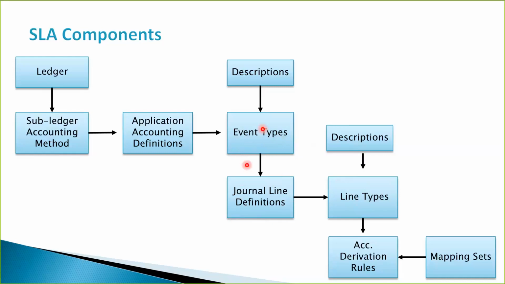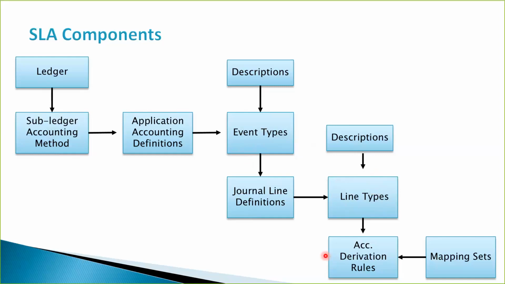Of course, each journal line definition will have multiple line types, because you can have different kinds of lines. You can have an expense line, you can have a liability line, you can have a tax line if you are using EB Tax. You can have a freight line. So those are the kinds of lines that you can encounter.